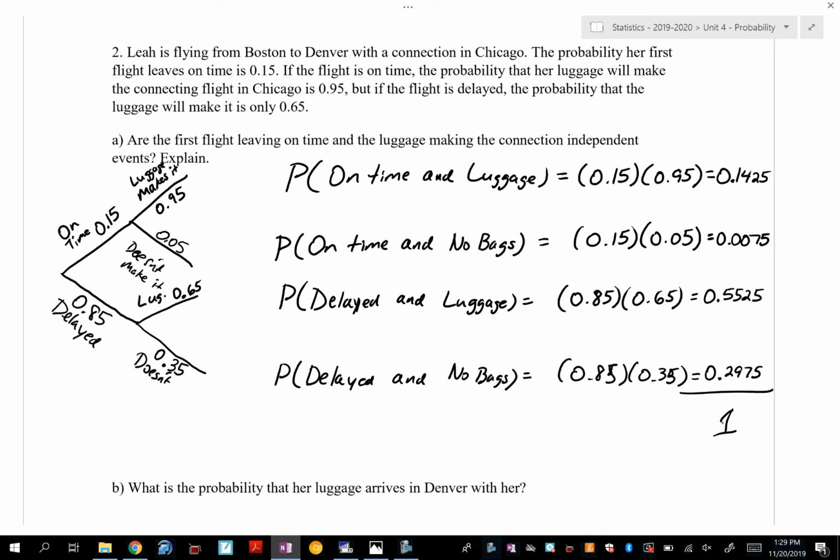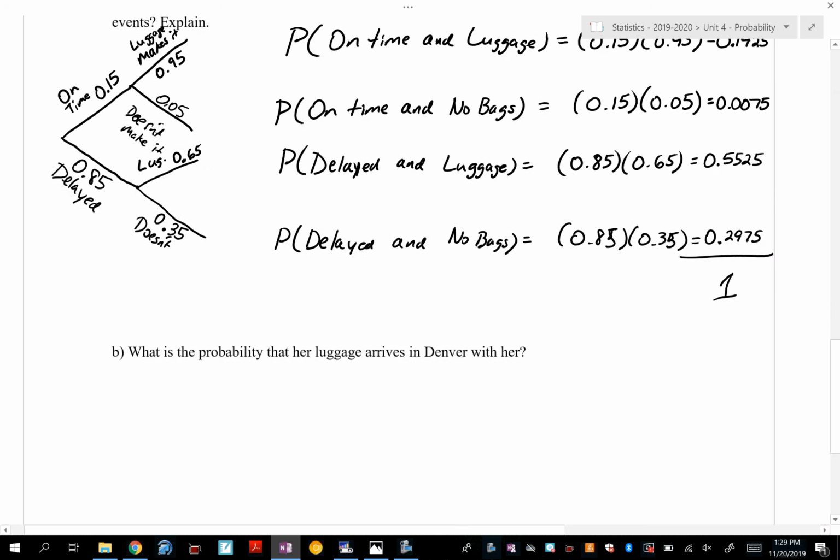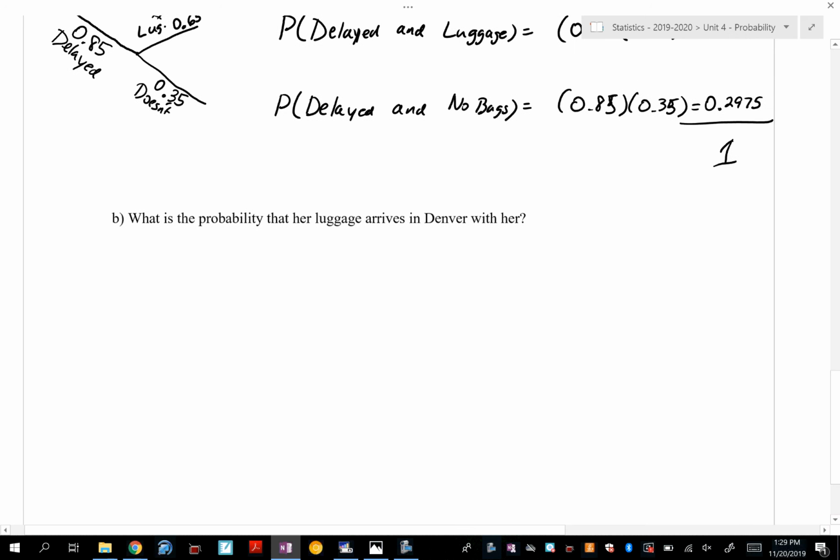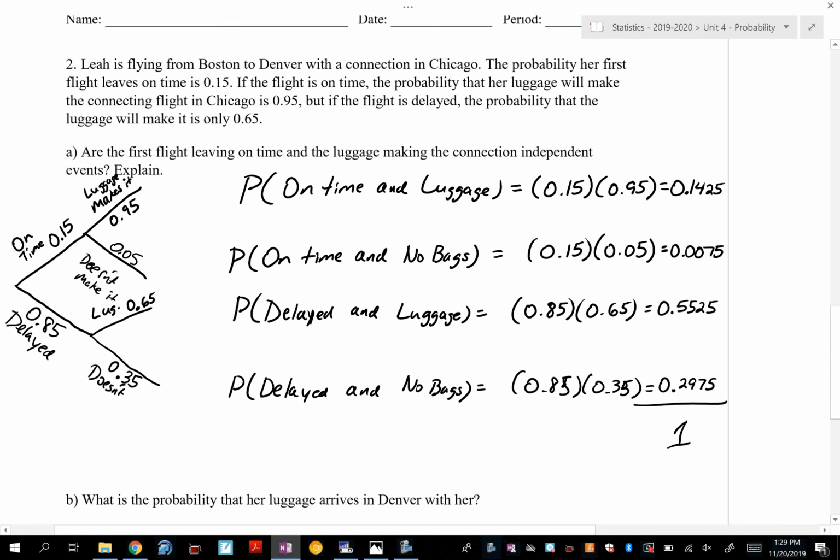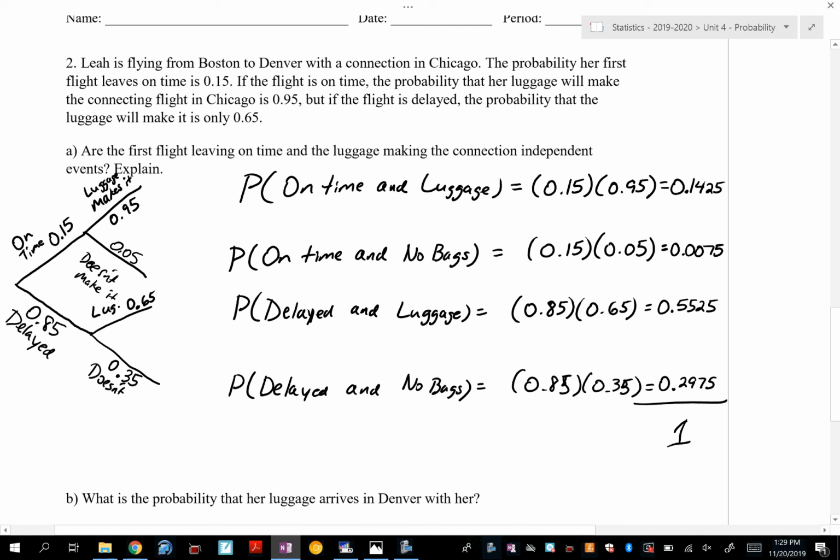All right. Now, I'm actually going to answer letter B first, and then I'll do letter A. It says, what is the probability that her luggage arrives in Denver with her? Well, guys, there's only 4 scenarios here for this problem. Either her first flight is on time and her bags make it. Her first flight's on time, no bags. Her first flight's delayed, she got the bags. Her first flight delayed and no bags. Those are the 4 options.